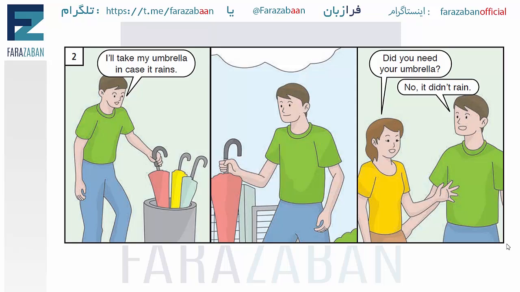چترمو میبرم محض احتیاط یا مبادا که بارون بباره. Okay? In case. We use in case to talk about things we should do in order to be prepared for possible future situations. In case رو وقتی استفاده میکنیم که کار رو انجام میدیم، یک کار رو باید انجام بدیم که آماده یک چیزی در آینده باشیم. مثلا این داره چتر رو اینجا بر میداره که اگه بارون بارید آماده اون باشه.